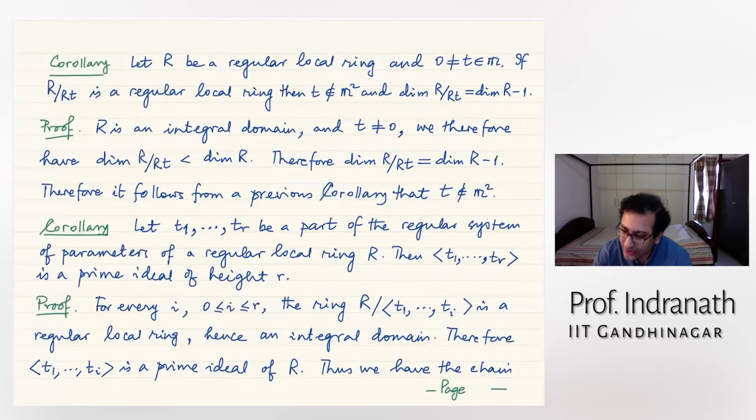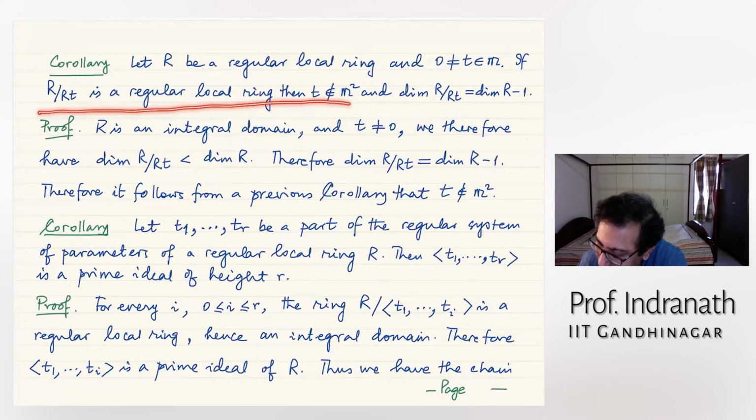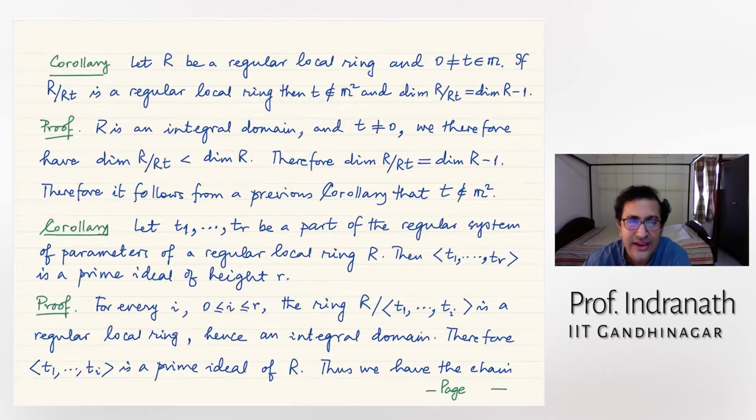Oh yes, there are also a couple of corollaries. Essentially, you can tell me the proof immediately. Don't look at the proof. Let R be a regular local ring, 0 not equal to T belonging to M. If R mod RT is regular local and T is not in M squared, then the dimension of R mod RT is dimension of R minus 1. Do you see the speciality? What is new being told here?